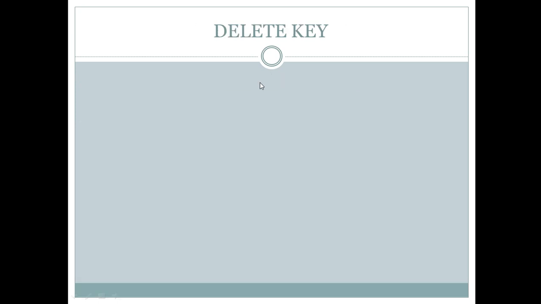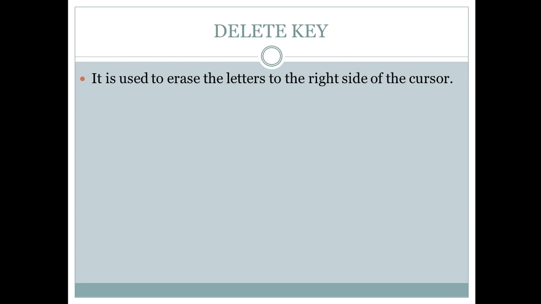Now next is the delete key. The delete key does the opposite of the backspace key. What purpose is it used for? It is used to erase the letters that are present on the right side of the cursor. I have shown you that the backspace key is used for deleting the letters on the left side of the cursor. But if we want to delete the letters on the right side of the cursor, then which key will we use? We will use the delete key.